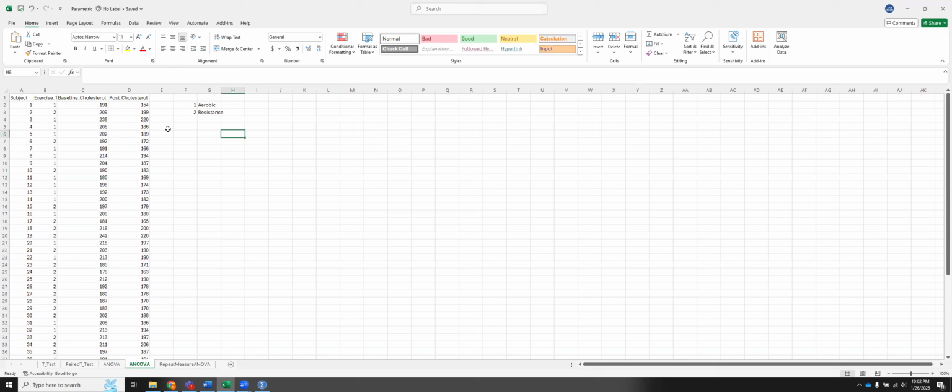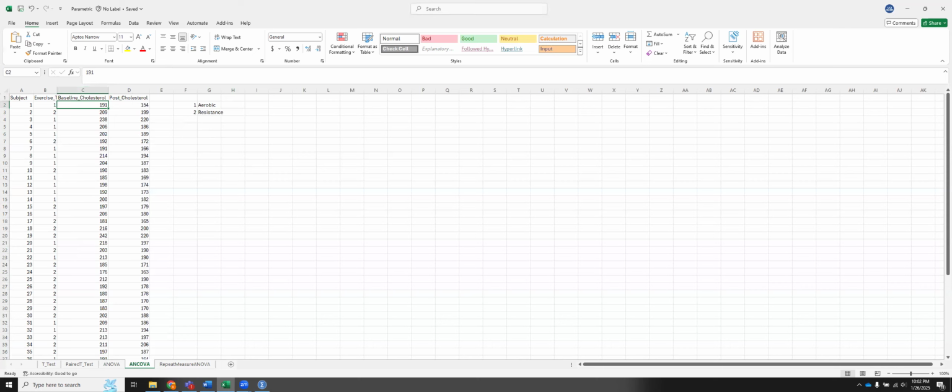So in this case, we have a factor: one level is aerobic, and the other is resistance. And we also have a covariate, right? The baseline cholesterol level is continuous, which is why we call it a covariate.